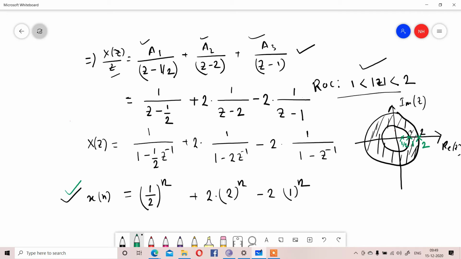Now you have to check the system causality depending on the poles. So if we consider half, the pole half, the system is causal or anti-causal?